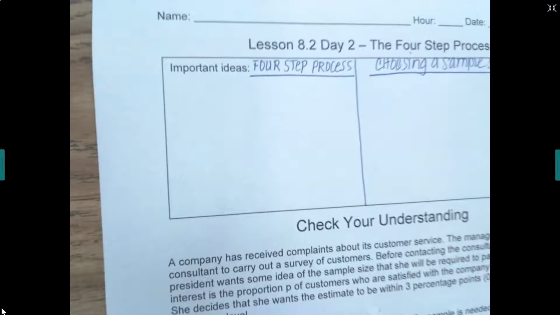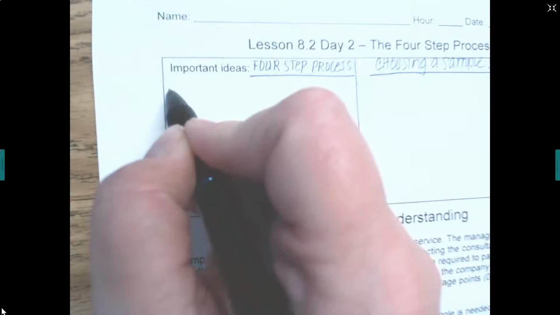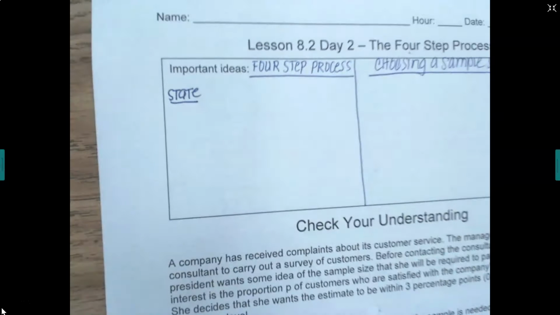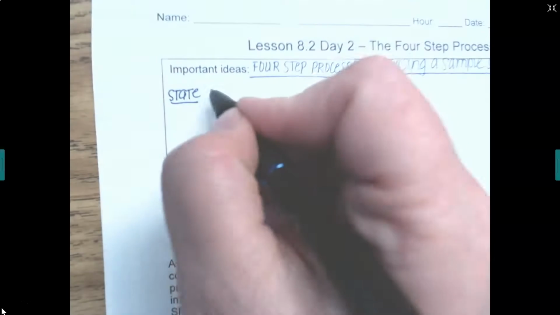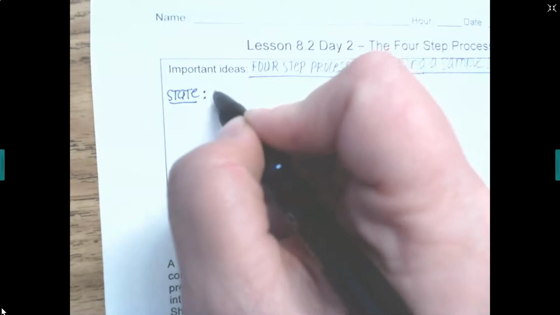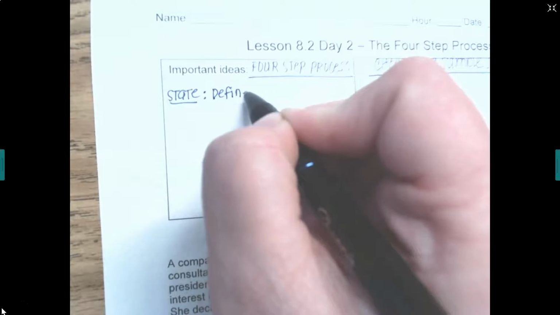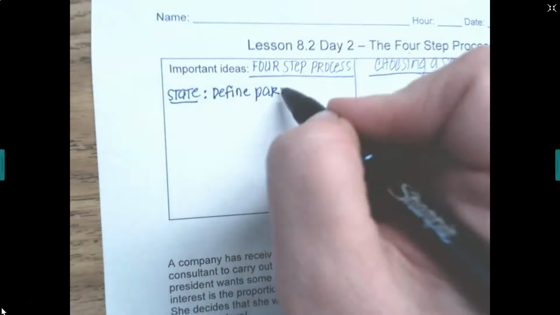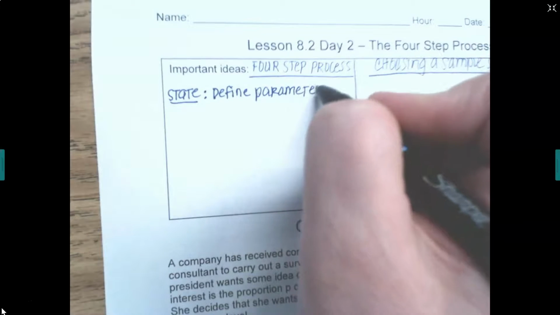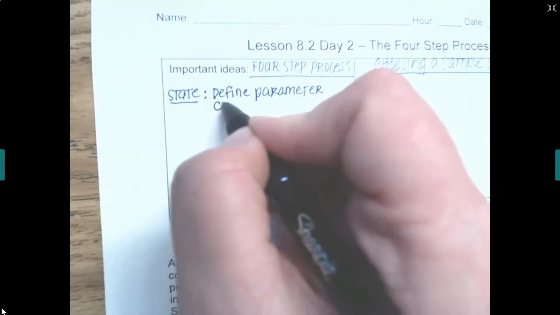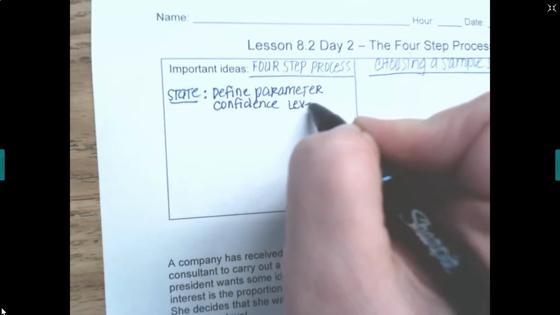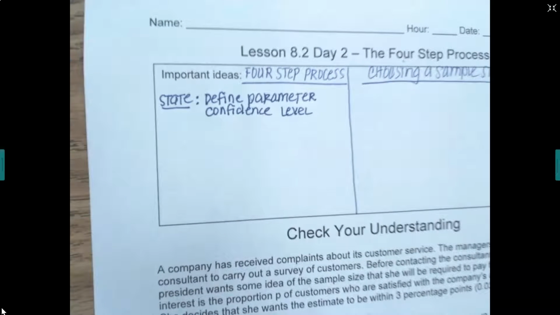Okay, so our four-step process. In the four-step process, you must have a state section. Now, you do not have to label it state. I tend to like to do that because it helps me keep track of where I am in my process. For the state, you must define your parameter, which we have been doing. We say the p represents the true proportion of earth covered by water. So define your parameter and put the confidence level. That's what I want to be sure you include in that section.